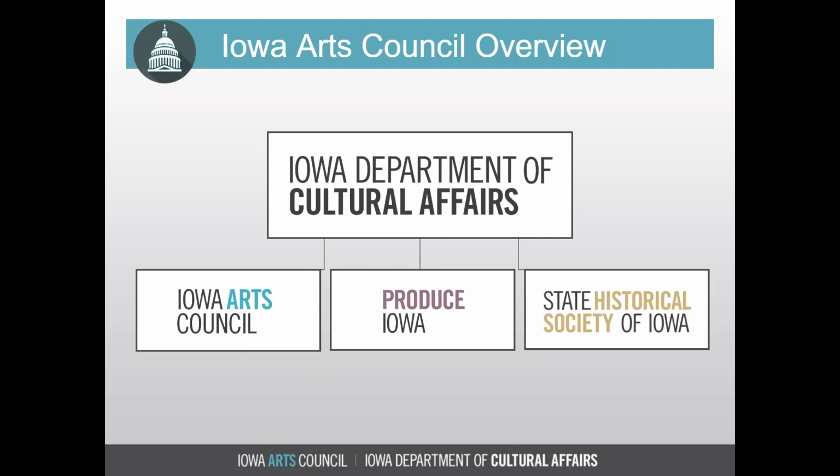The department is made up of 3 divisions: the State Historical Society of Iowa, the Iowa Arts Council, and Produce Iowa, the State Office of Media Production. The Iowa Arts Council is the arts arm of the department, and our mission is to cultivate creativity, participation, and learning in the arts. We administer funding, networking, and learning opportunities that support arts and culture across Iowa.